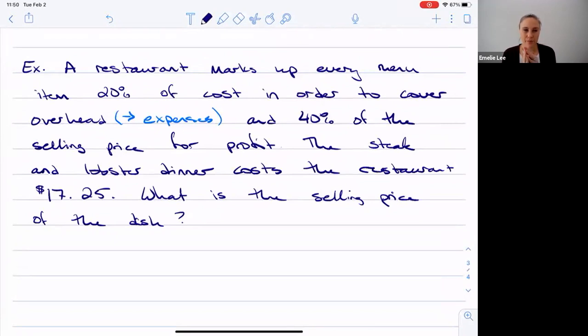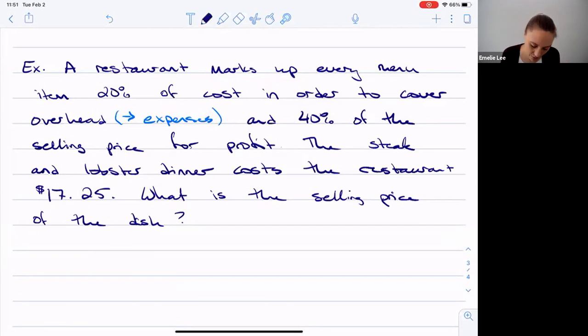So what I typically do is I list all the information that I'm given. Now, that's easier than it sounds, right? But one thing that I will say is a restaurant marking something up is not necessarily the markup, okay? In this case, it's talking about the expenses and the profit, but sometimes we use that phrase a little bit loosely, so just as a heads up. But so we've got 20% of the cost to cover the expenses, right, the overhead.